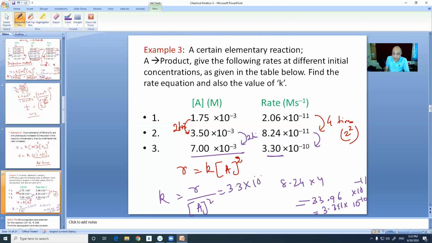3.3 into 10 to the minus 10 by 7 into 10 to the minus 3 whole square, A square, and you get the value. Whatever value you get, that will be the unit of the K value of the second order, that is molarity inverse, second inverse. Second order means molarity inverse, second inverse, or liter mole inverse, second inverse, right?